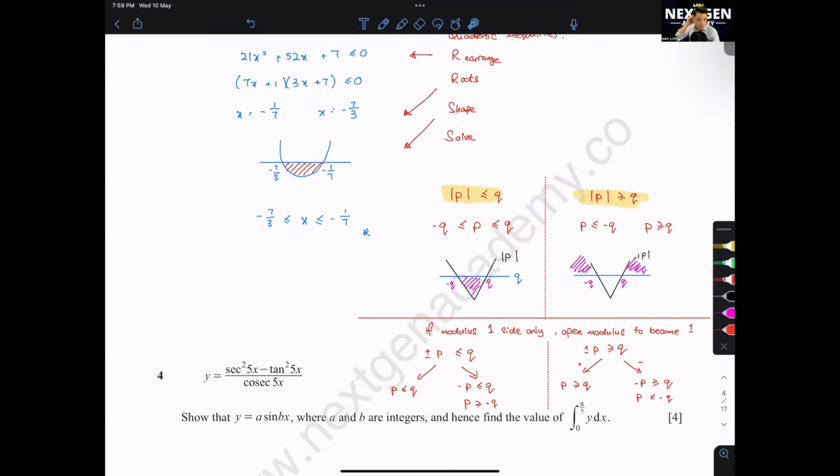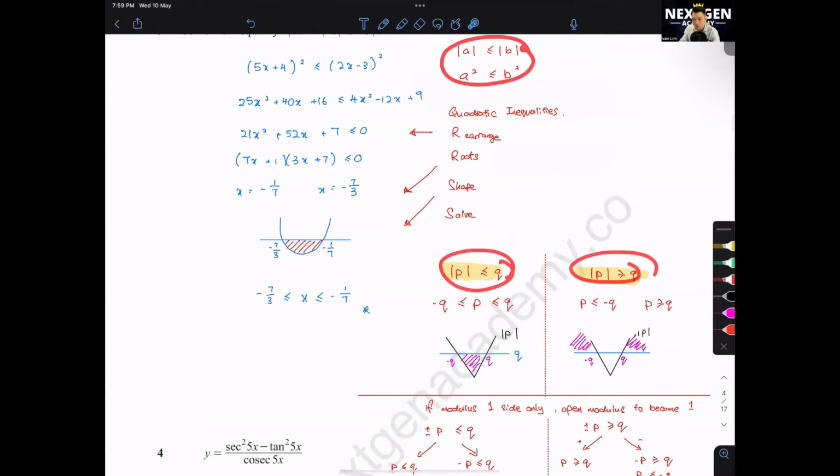Answer your question? Okay, so scenario 1 is I got modulus one side. Then scenario 2, this one you don't do plus minus. This one you all just remember, just square both sides. It will be easier for you to solve. So if I got modulus on the left hand side and right hand side, I just square both sides. Okay, so there's actually one more case which very rarely comes out.